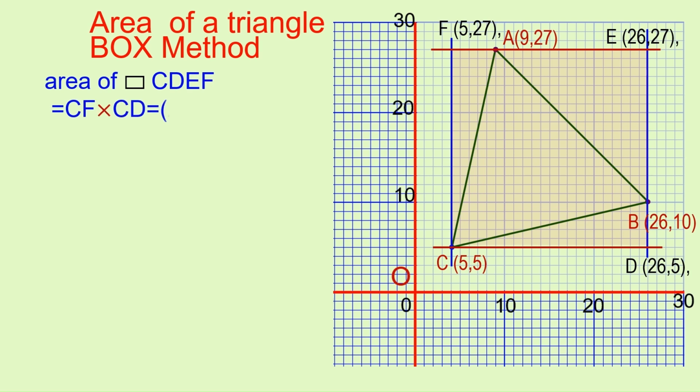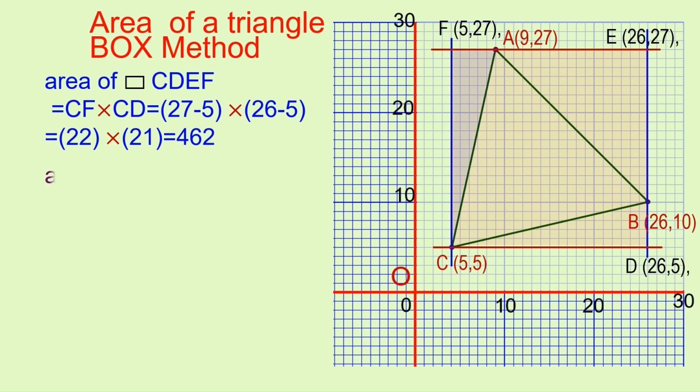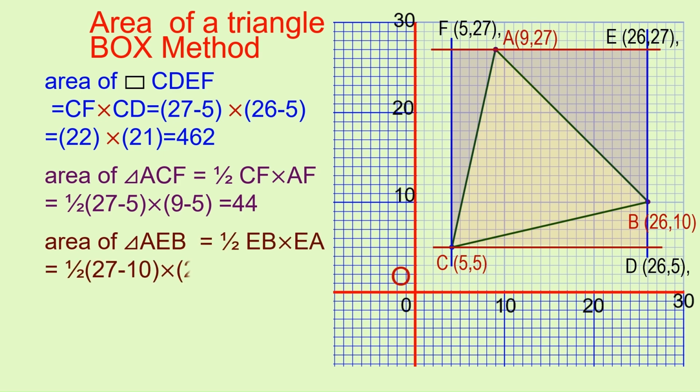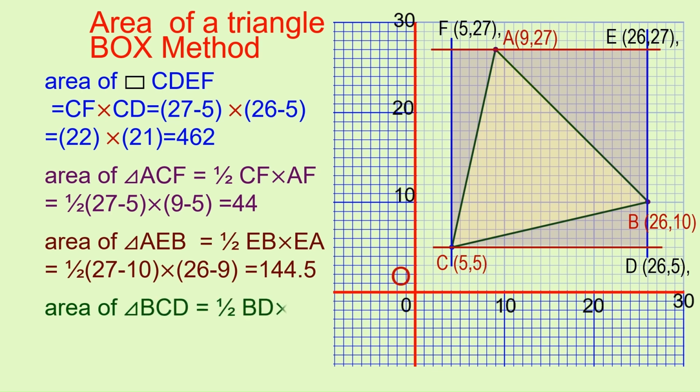Area of rectangle CDEF equals CF times CD equals (27 minus 5) times (26 minus 5) equals 462. Area of ACF equals 1/2 CF times AF equals 1/2 times (27 minus 5) times (9 minus 5) equals 44. Area of AEB equals 1/2 EB times EA equals 1/2 times (27 minus 10) times (26 minus 9) equals 144.5. Area of BCD equals 1/2 BD times CD equals 52.5.